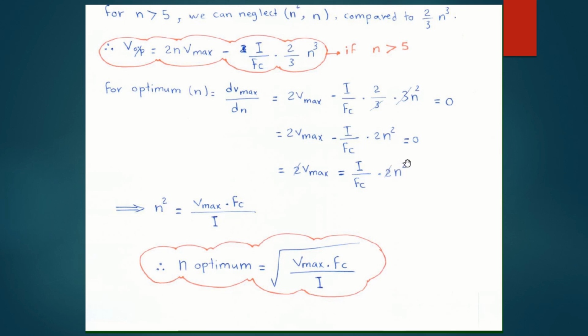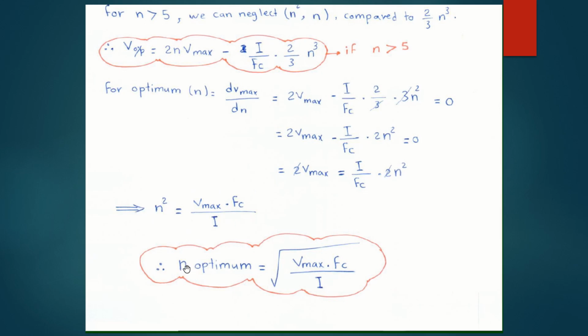So here to find the value of n square will be V max into frequency into the capacitor divided by I, which is the load current. How do we get this? We divide this side by 2 and divide this side by 2 to move this to here. Okay, guys? So we divide both sides by 2 to remove the 2V max and to remove the 2n. So we get this formula here.